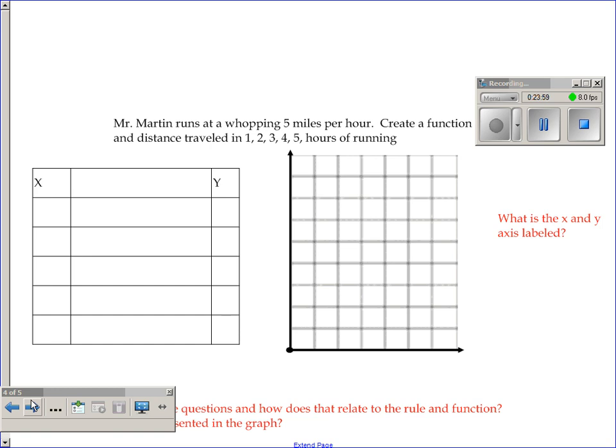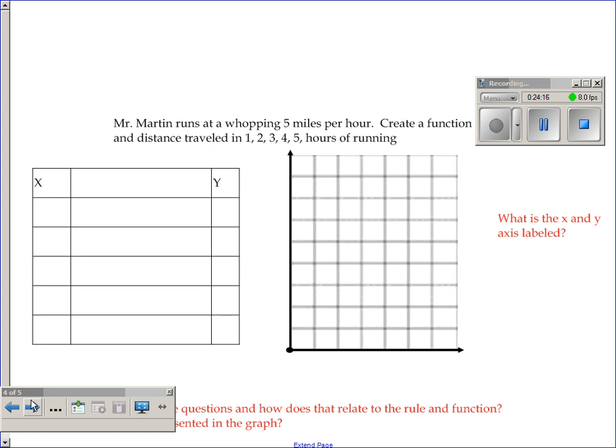Okay, now we're going to put it all together. I want to see if you can fill out this chart on your own, and then we'll talk about the graphing. Okay? So, Mr. Martin runs at a whopping 5 miles per hour.